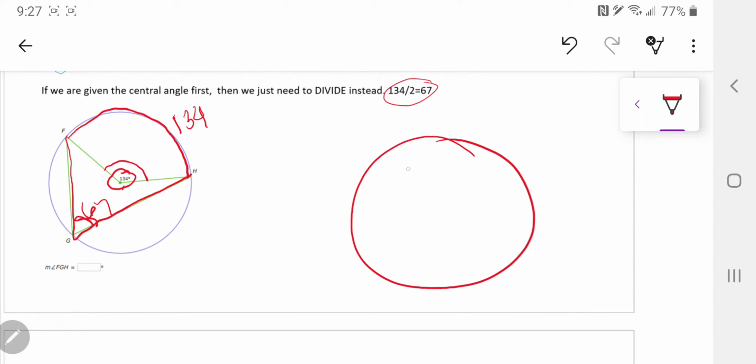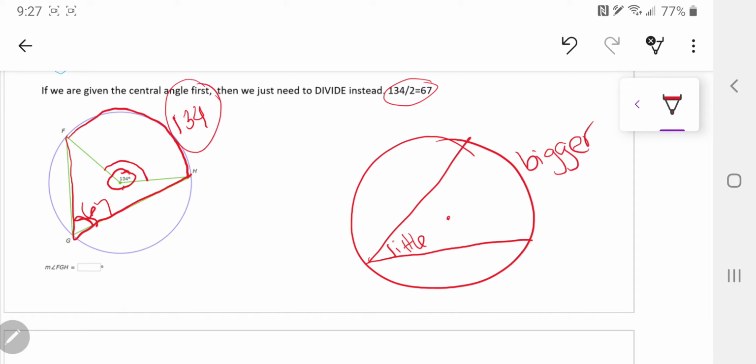So if you ever have a circle, this is littler and this is bigger. So if you would have taken the 134 and multiplied by 2 instead, that would have been bigger. So you know you did it wrong, so just divide instead. Always make sure that this one ends up bigger than this one.